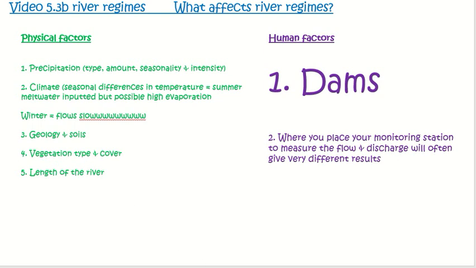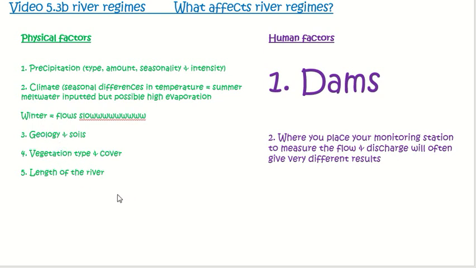Four is vegetation type and cover. Again, vegetation, large forests and wetlands, for instance, tend to keep river flows nice and steady. For instance, wetlands can hold lots of water and release it slowly into the river in times of drought. So porous and permeable geology and lots of vegetation and wetlands tend to keep river regimes nice and steady. You're more likely to get an even regime in that case.